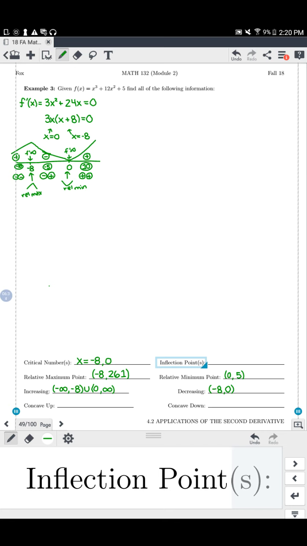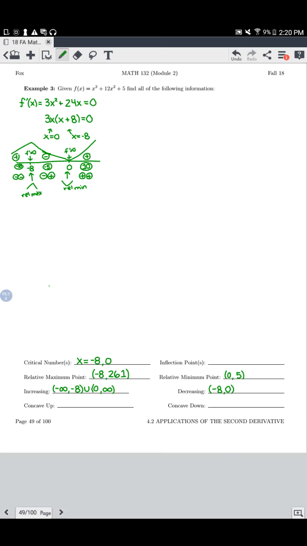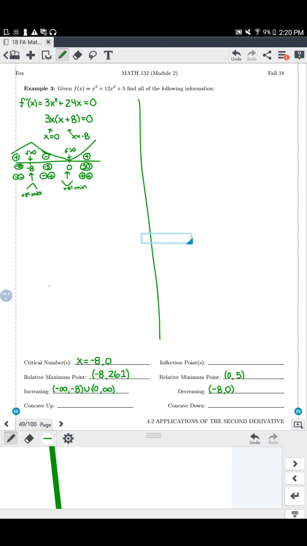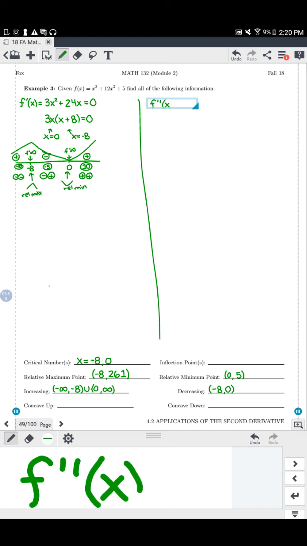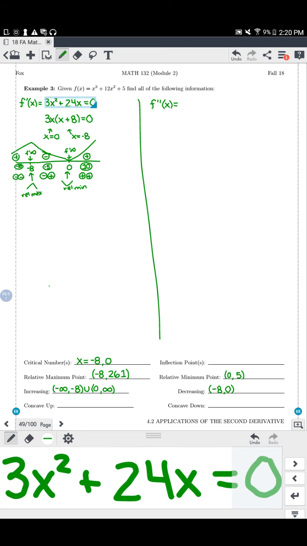Everything else I have left, inflection points and concavity, that is all second derivative information. So I'm going to do these same exact two steps, taking the derivative and making it 0, and then making a sign chart. But I'm going to do it with the second derivative now, and it'll give me completely different information. So to find the second derivative, I'm going to take the derivative of the first derivative, and it's easier to do it in this not factored form. That way I don't have to use a product rule.